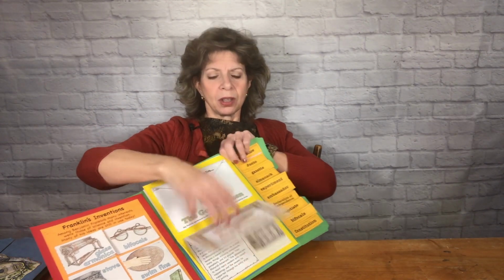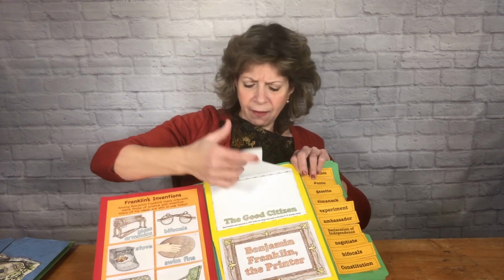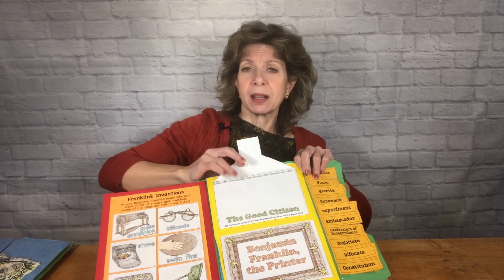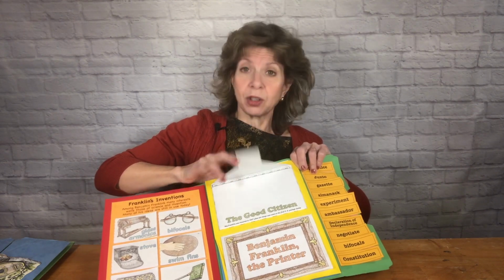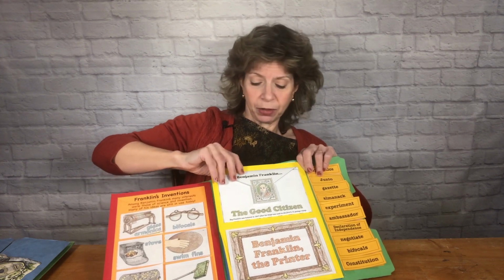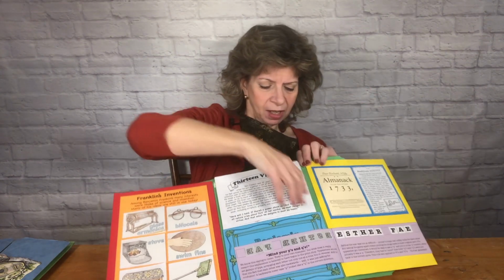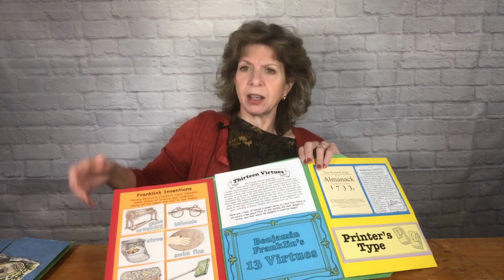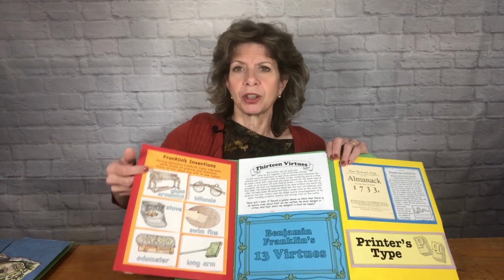And so there's an envelope with postcards in there, because he was one of the originators of the Postal Service, and he was the first one to get his face on a stamp. Just a variety of other things in here as well, all, again, geared towards younger children.